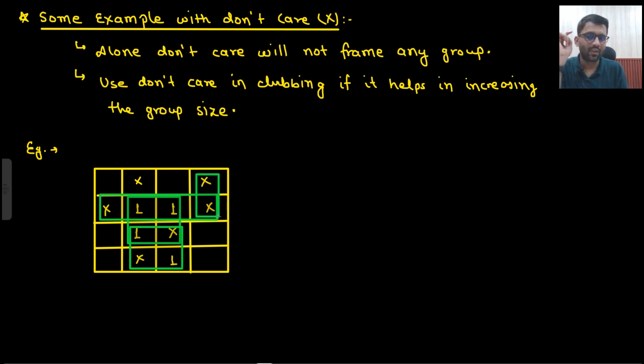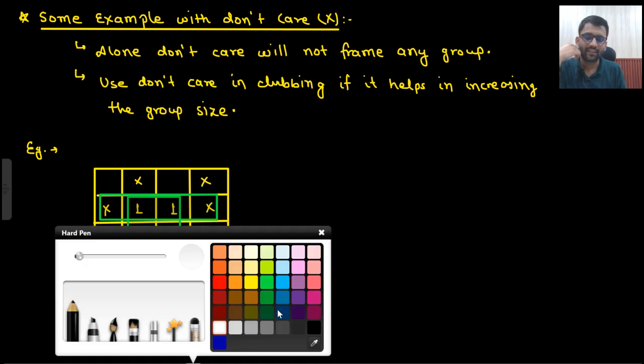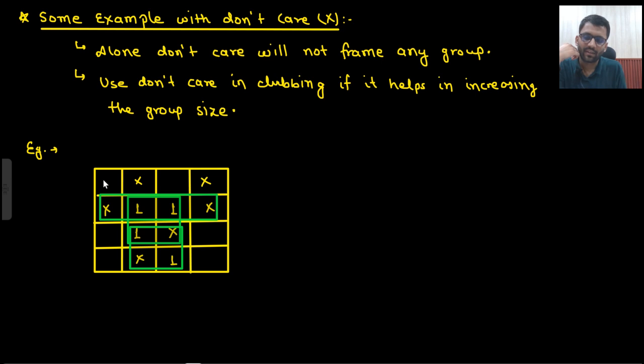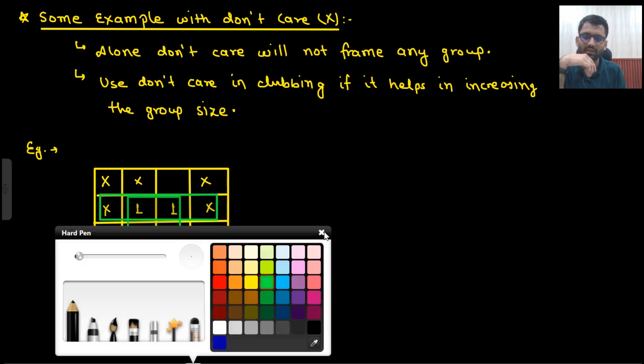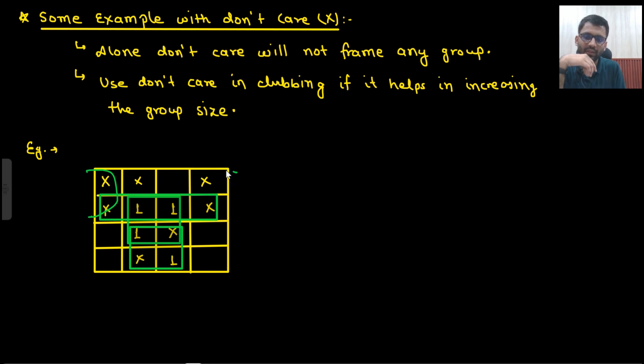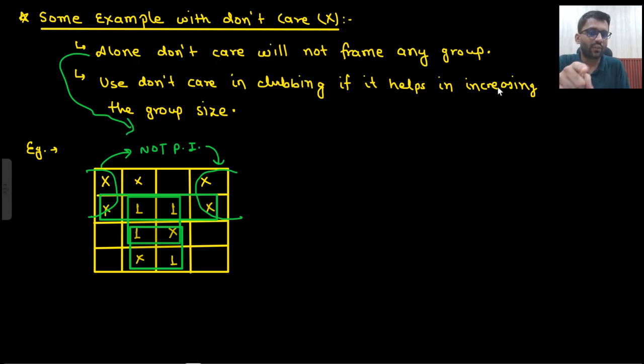And if you are framing a group here, that would take both don't cares, and that I don't want. Let's just say if I was having one more don't care here, one more don't care here. So would I frame this major group? Which major group I am talking about? This major group. Would I frame this major group? No, this is not a prime implicant. Not a prime implicant. Why? Because alone don't care will not frame any group.